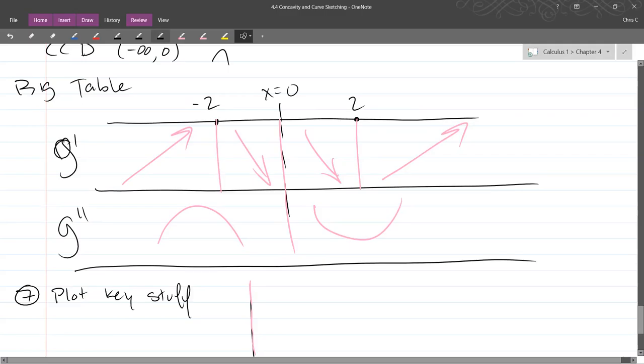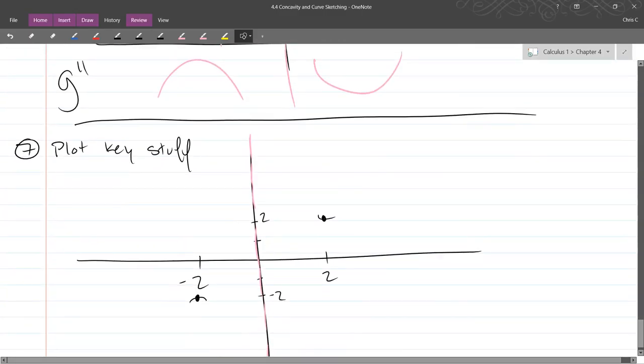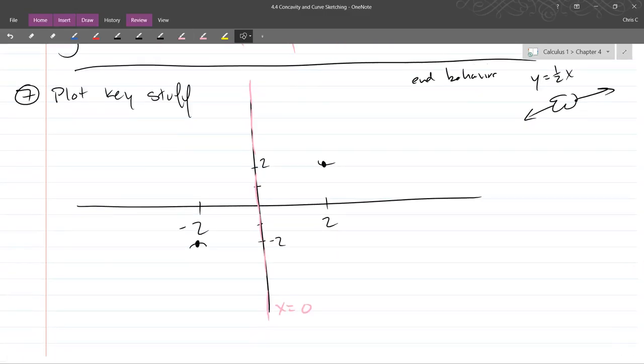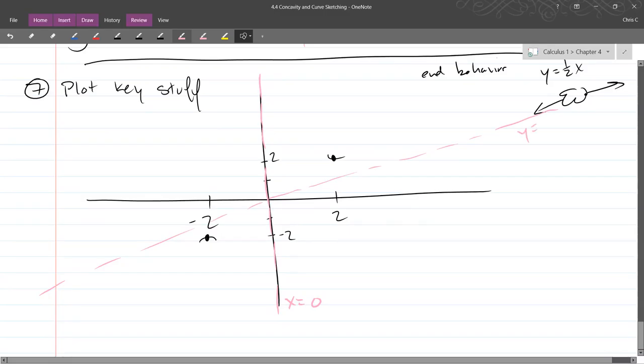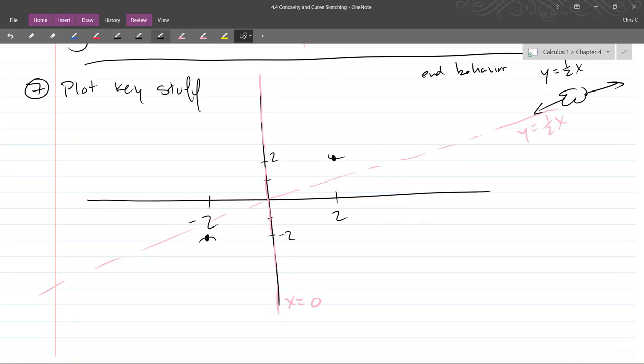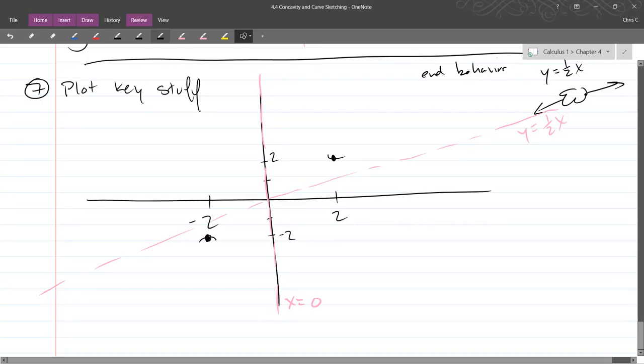So I want increasing and concave down. So two things, increasing, concave down. And our end behavior, let me rewrite that. y equals 1/2 x. So there's the y equals 1/2 x line. So from this point, I need to get close to this slanted line. I need to be decreasing and concave down.